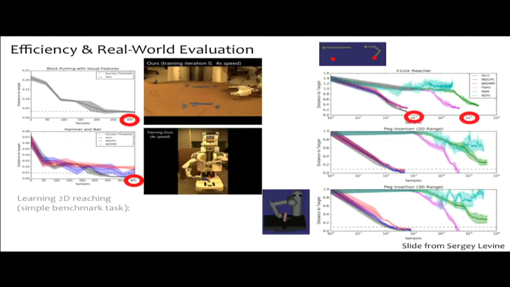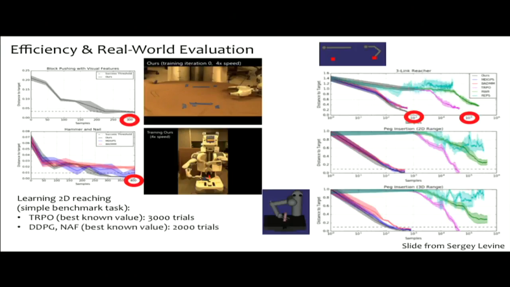For example, on this simple 2D reaching benchmark, TRPO can get to the goal using around 3,000 trials. DDPG and NAF can use around 2,000 trials, as well as QProp, which is a new RL-based algorithm. Whereas mirror descent guided policy search is able to use around 500 trials for these tasks.